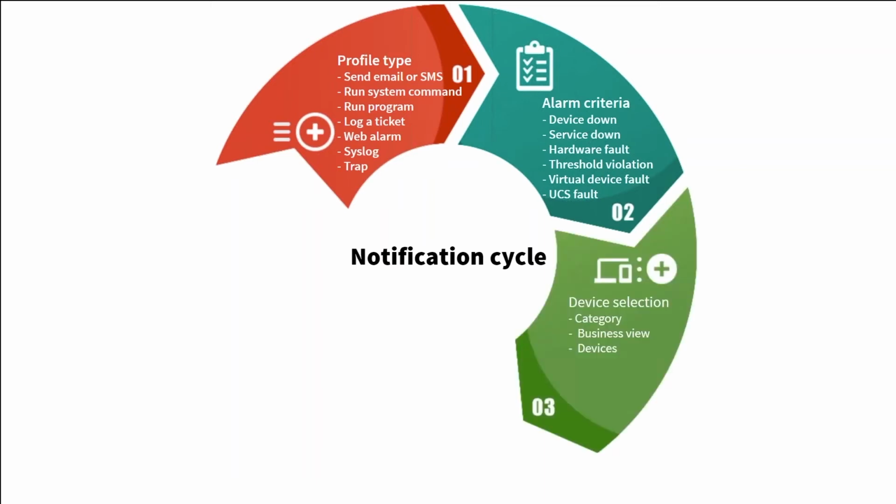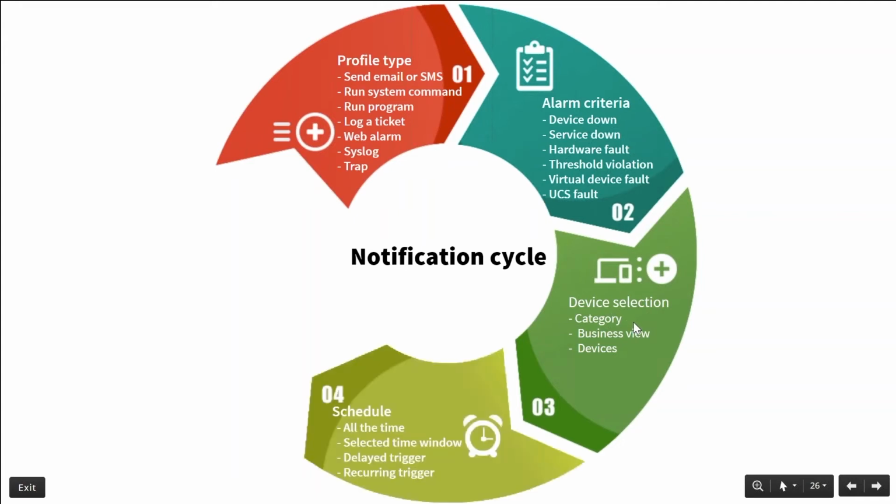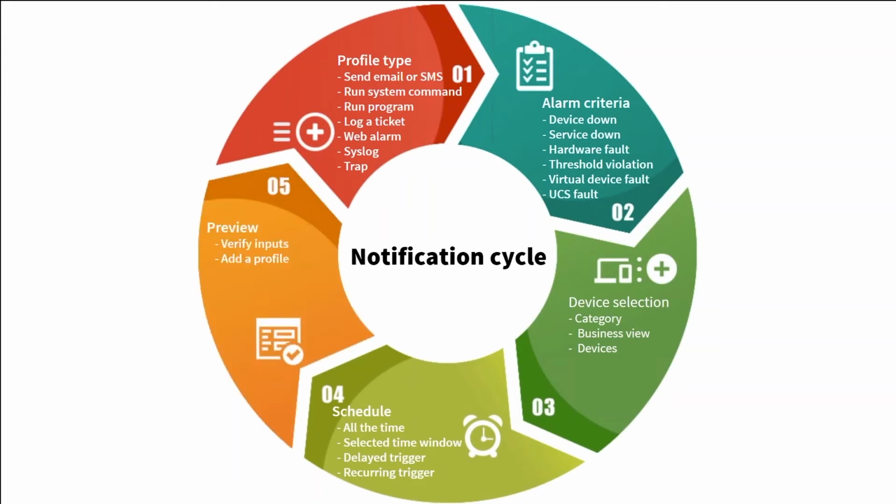And the third stage is where you have to associate this with the respective devices, on what type of device you want to receive the notification for the alarms generated in OpManager. So you can categorize that based on category or business view, or based on selecting the devices manually. And the fourth stage is where you will schedule the profile to all the time or a preferred time. You can set a delay trigger or recurring trigger. And the fifth stage is where you verify all these things and add a profile with a name.